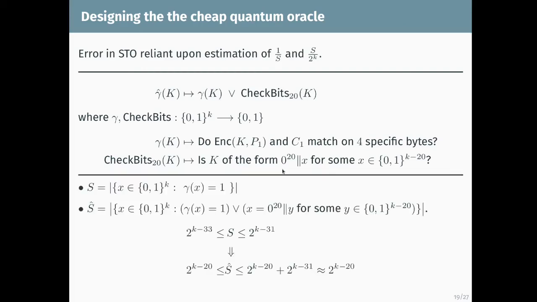So why do we do this? Well, the number of solutions to check bits 20 is obviously 2 to the k minus 20, and if we have some variance in the size of S, which is defined just by gamma, then essentially this swamps this variance. So we get that we can reliably predict S hat.